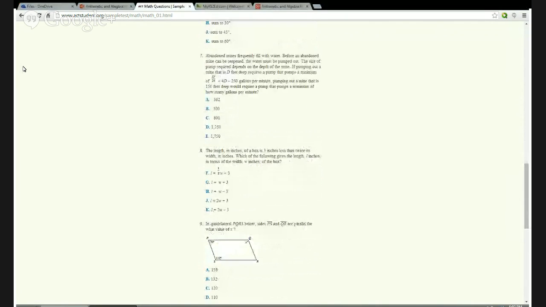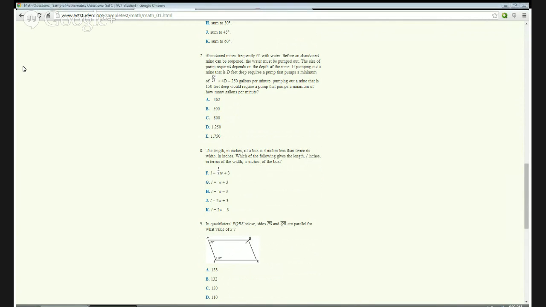Okay. Question 8 says the length in inches of a box is 3 inches less than twice its width in inches. Which of the following gives the length L inches in terms of width W inches of the box? So here we're not solving for anything. They're just asking us to write down the equation of what they gave us. So again, we're going to do let statements. I love let statements. Makes it very easy to set up an equation.